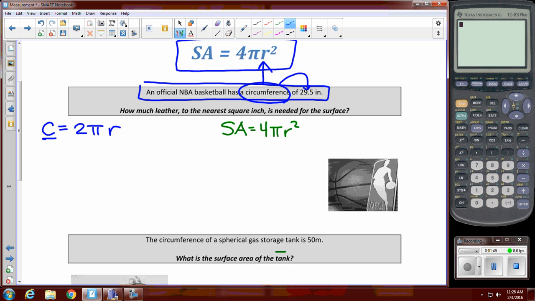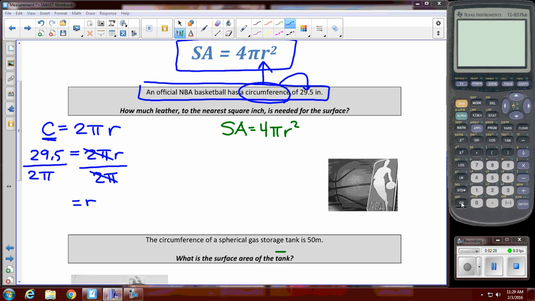But what I do know is that the circumference is 29.5 inches. So I can replace that C for circumference with 29.5. And that equals 2 times pi times the radius. Now, as I just said, that 2 and pi are multiplying the radius. So to start to solve for the radius, I need to divide this out. I do the opposite operation. But whatever I do to one side, I need to continue to do on the other side. So the 2 pi's cancel out. And if I do this calculation, we're going to be able to find the radius of this basketball.